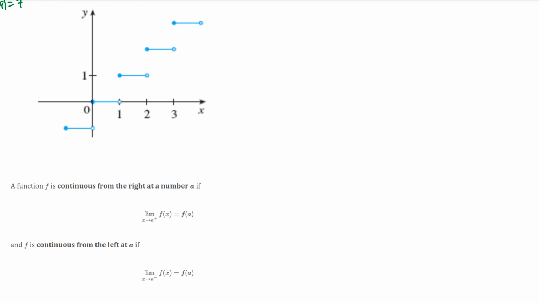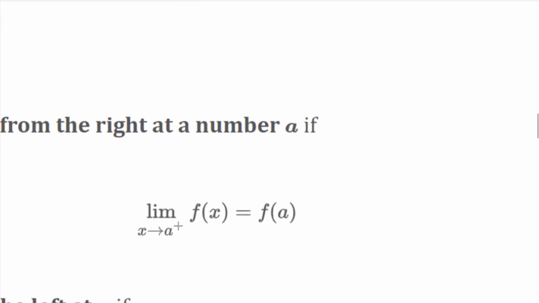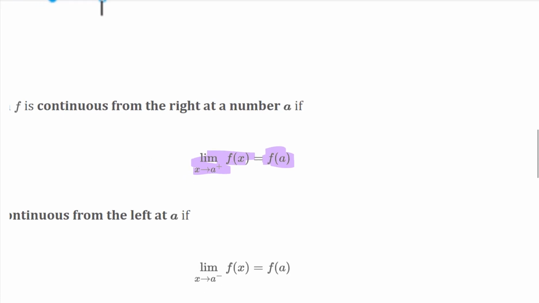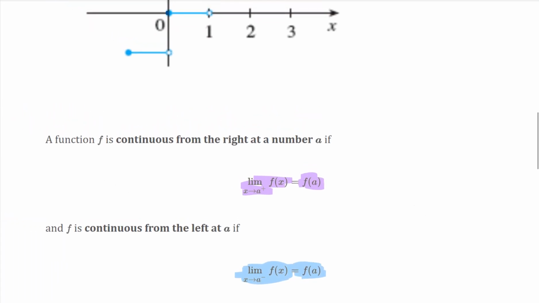Okay, now here's our definition. A function is continuous from the right at a number a if the limit as x tends towards a from the right-hand side is equal to the functional value. And then it's continuous from the left if we go from the left and it equals our functional value. It's not actually continuous there, it's just a new term. It's just the way we discuss this, and you're going to need to be able to do a couple of these in your homework.